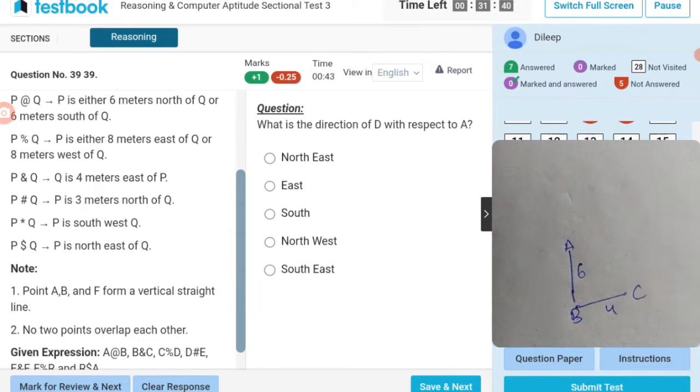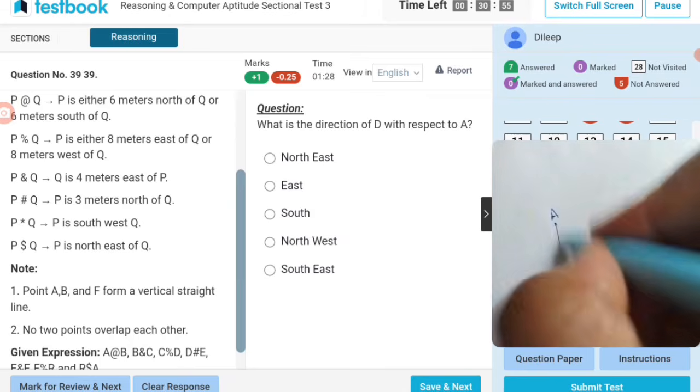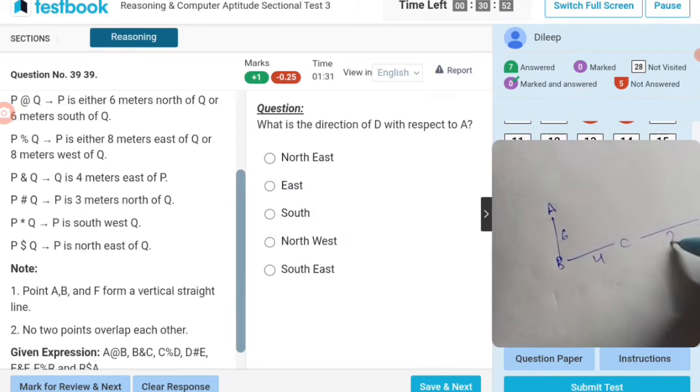C percentage of D. So C is either 8 kilometers north of D, or C is 8 kilometers west of D. C is 8 kilometers north of D. C is 8 kilometers east of D, or C is 8 kilometers west of D.